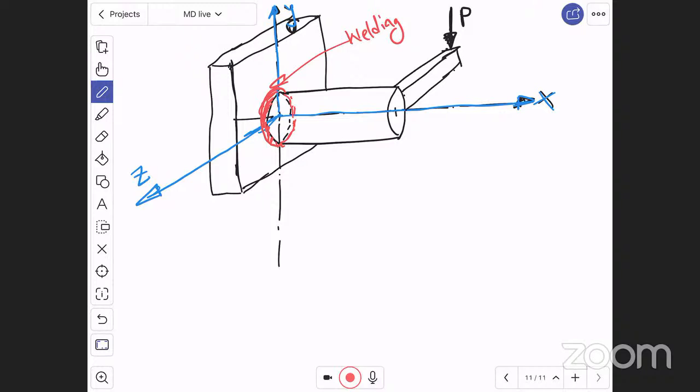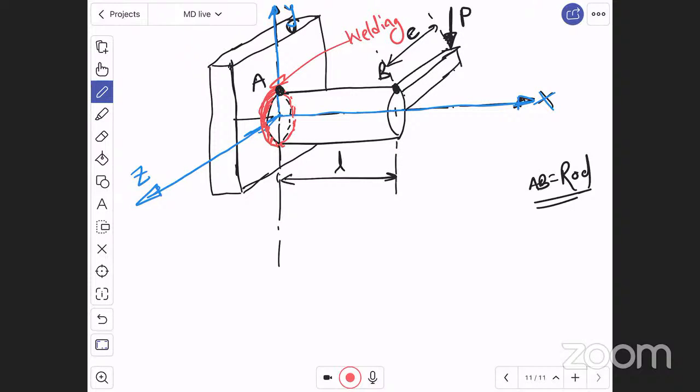Now let us say the points are A and B. AB is a rod. From B, this force P is acting at a distance, which I am considering as E, the eccentricity. And the distance between A and B, I am considering as the length of the rod, which is L.